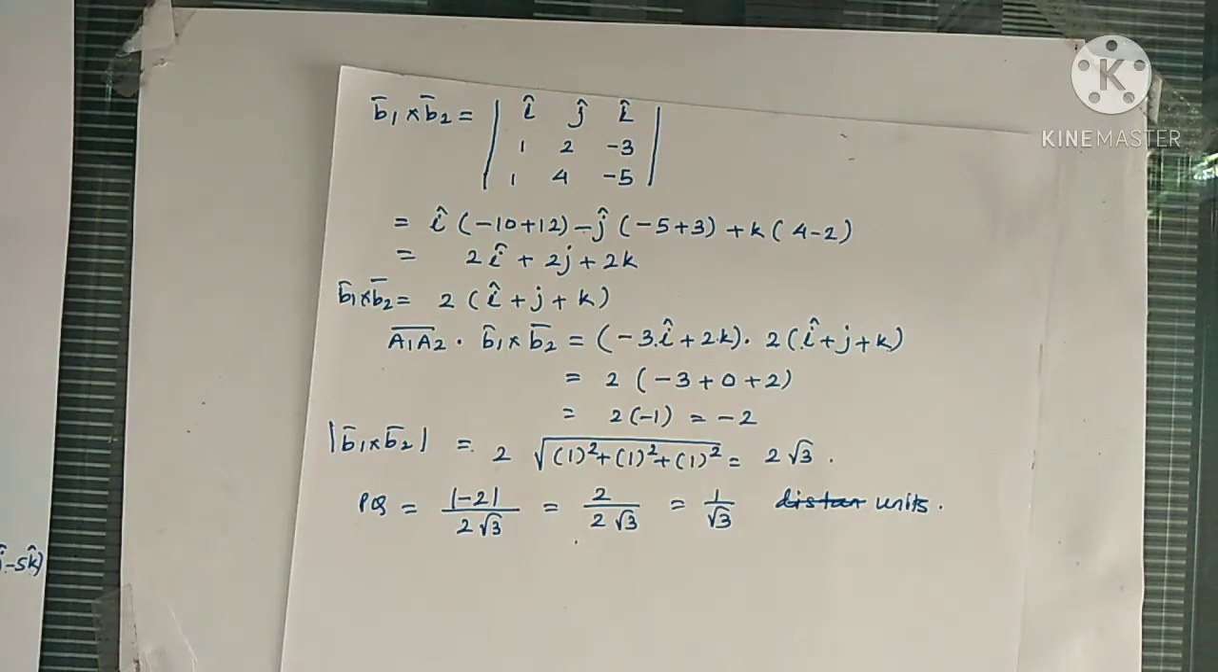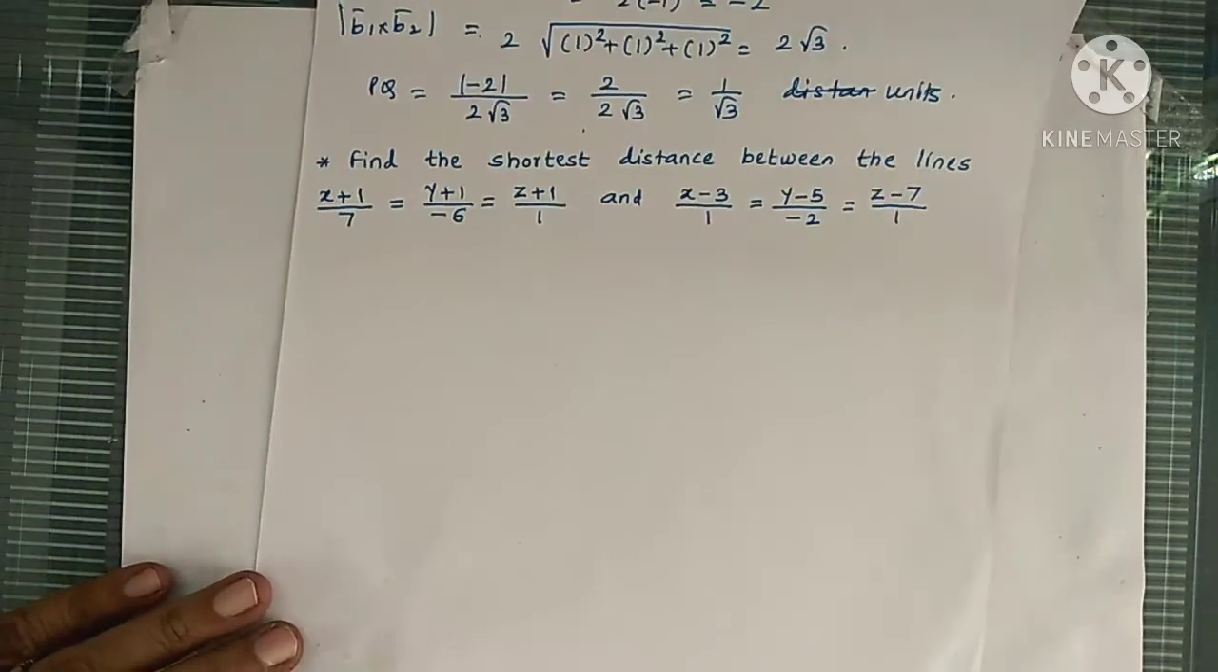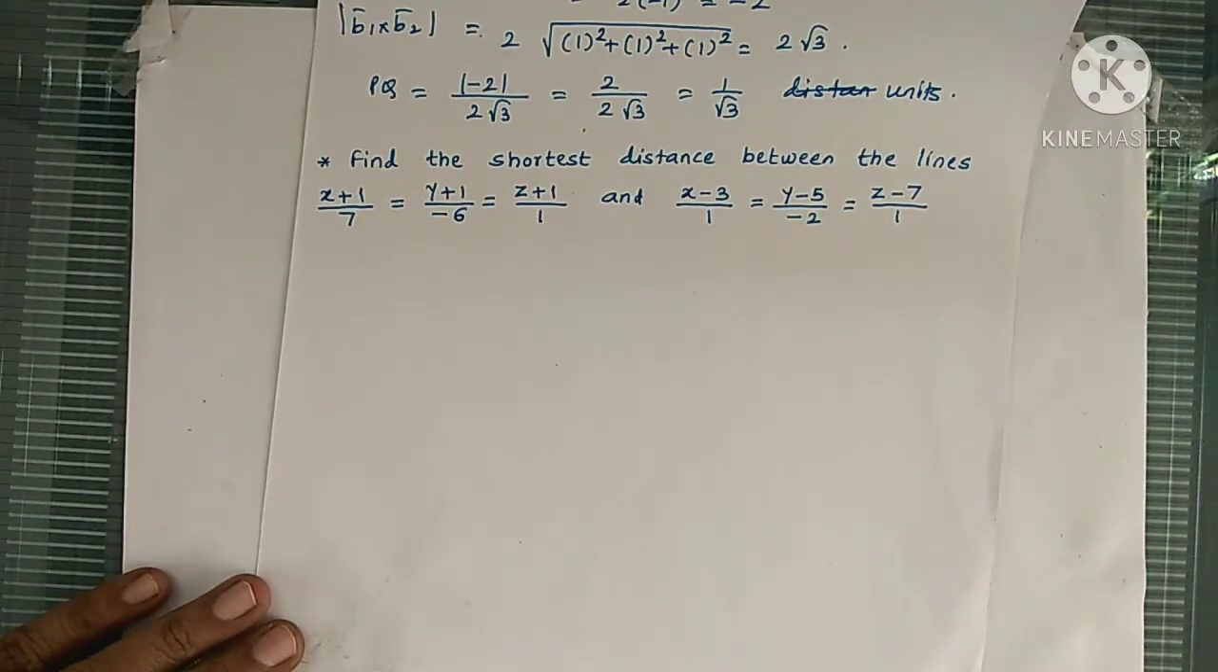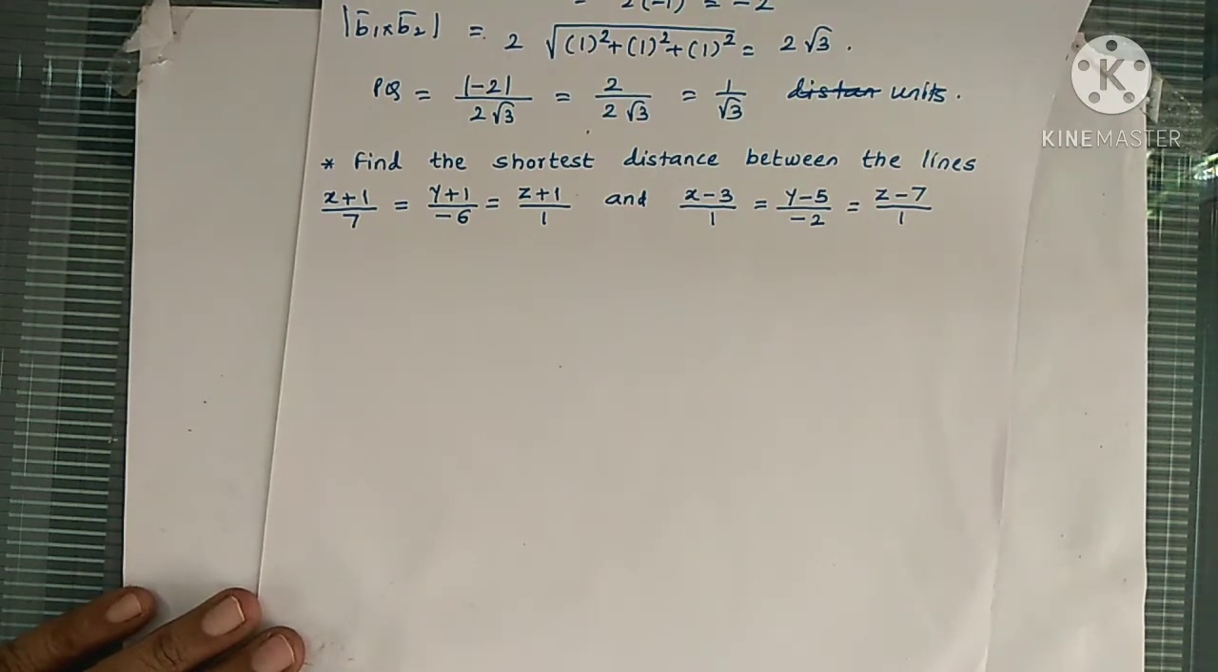Okay, it's really very simple. We have to identify the points, the direction ratios, and use the formula. Now consider the next question. We have to find the shortest distance between the given lines. The only difference here is equations of lines are given in Cartesian form.